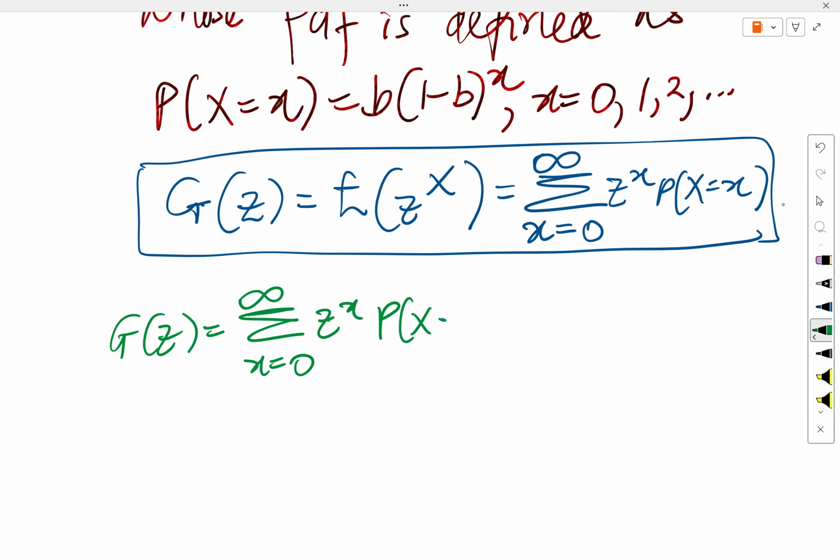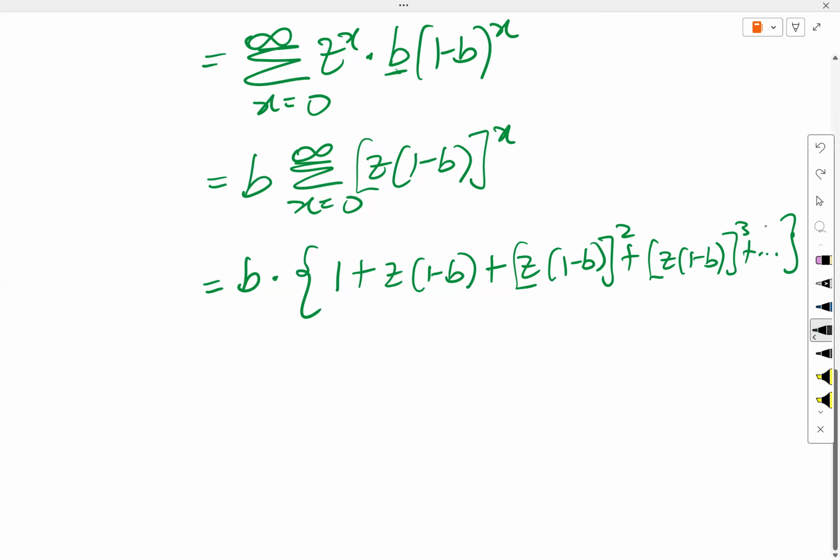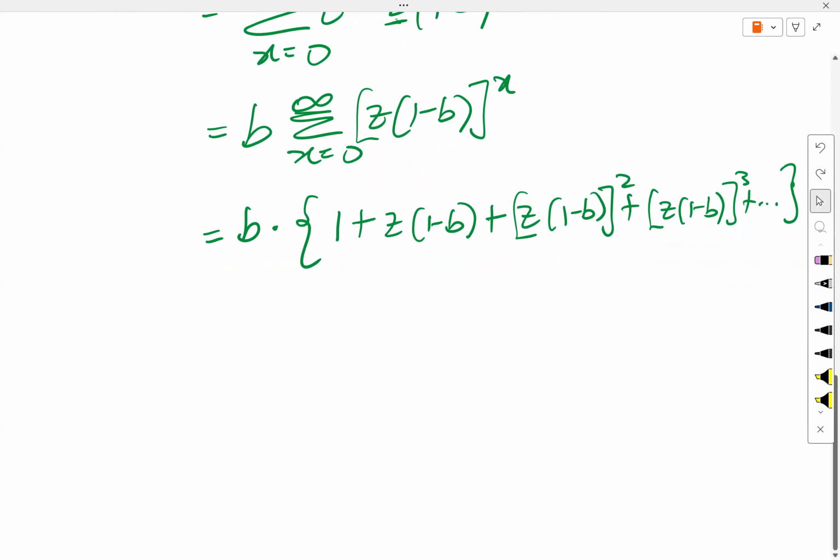When z is 3, you have z into 1 minus b, all raised to power 3, and so on and so forth. So now you see that this is a geometric sequence, as you can see. So this is a geometric sequence right there in the bracket, and it's like you're summing all of that from 0 to infinity.